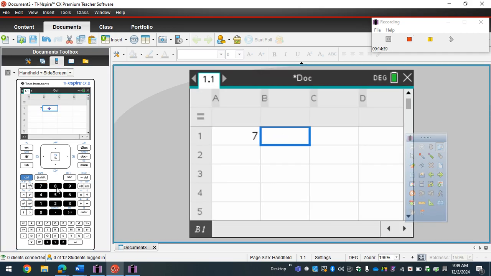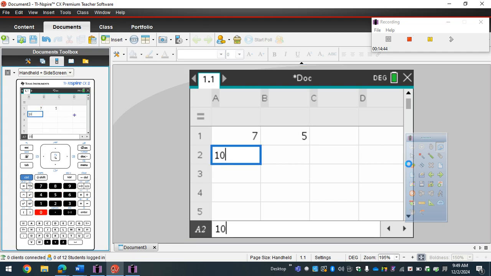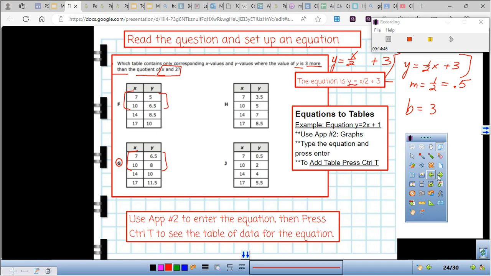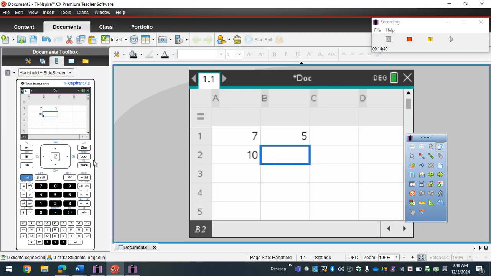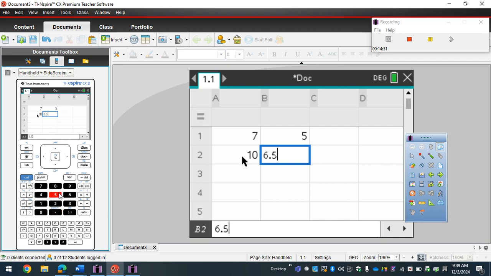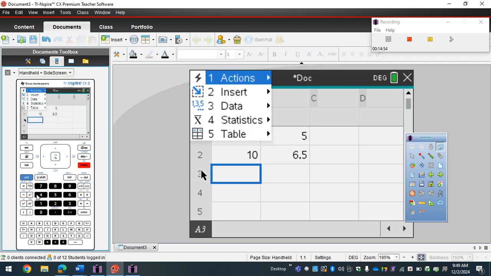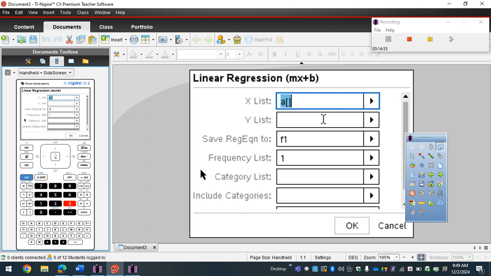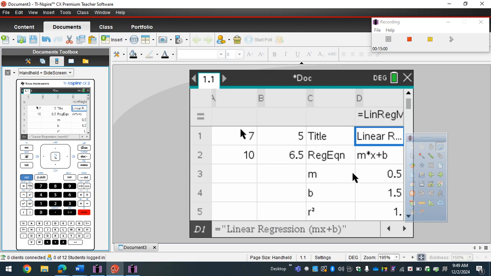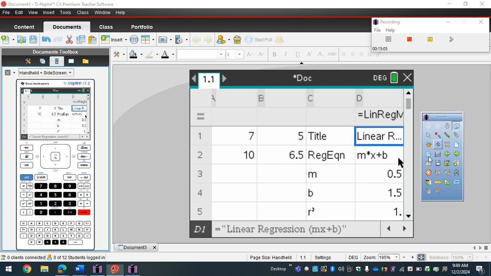7, 5, 10, 6.5, and I'll come back over here. I'm going to go to menu, 4, 1, 3, and enter. So if you remember, the equation we want is y is equal to 1/2 x plus 3, and this is 0.15, so that's not right.